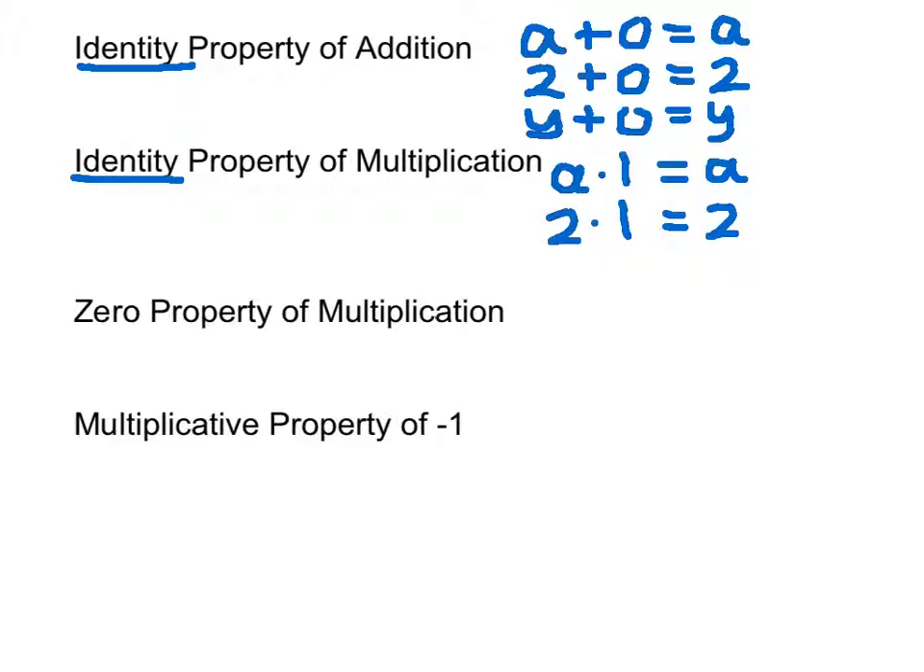Now you're going, hang on here, I already knew this. I just didn't know that it was called something. Yes, it's called the identity property of multiplication. And again, it works for variables. So let's use our y. y times 1 equals y.